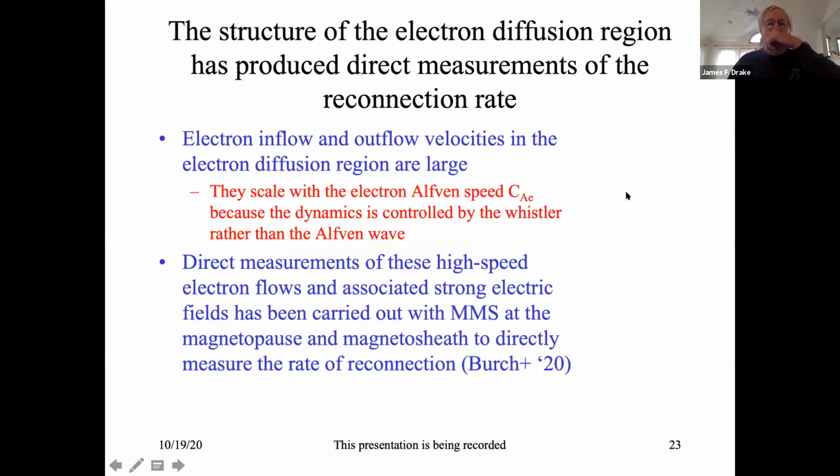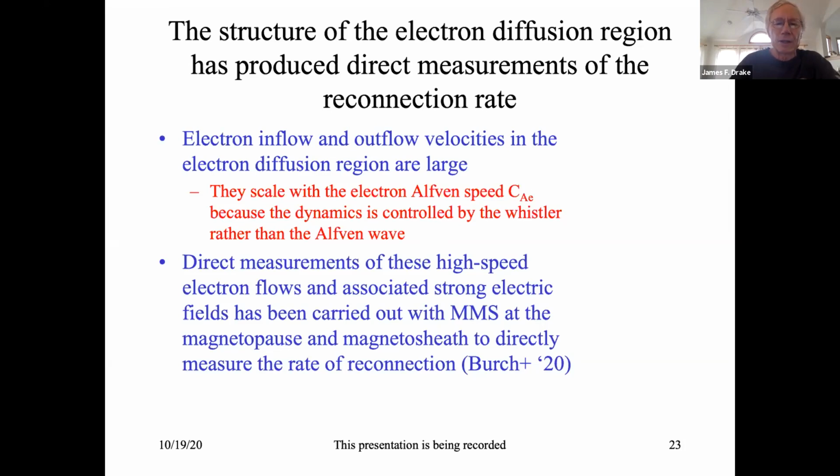Okay, on the other hand, if you go very close to the X line, then the inflow and outflow electron velocities become very large. And that's because these velocities scale like the electron Alfvén speed. And the electron Alfvén speed is huge. It's much larger than the Alfvén speed. And that's again because the dynamics there is controlled by the Whistler wave rather than the Alfvén wave.